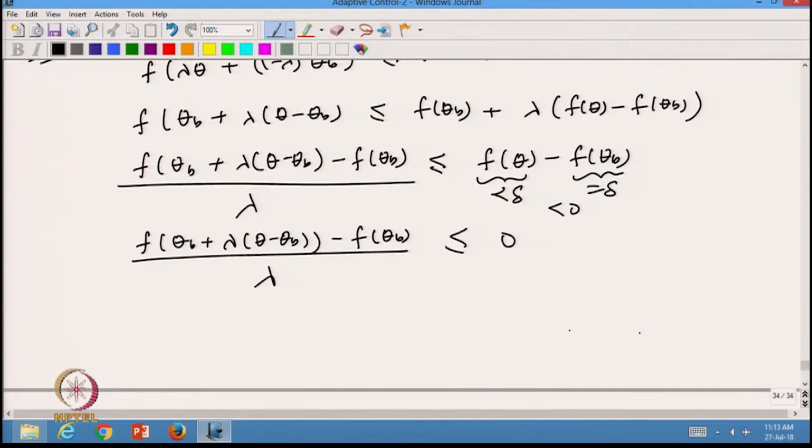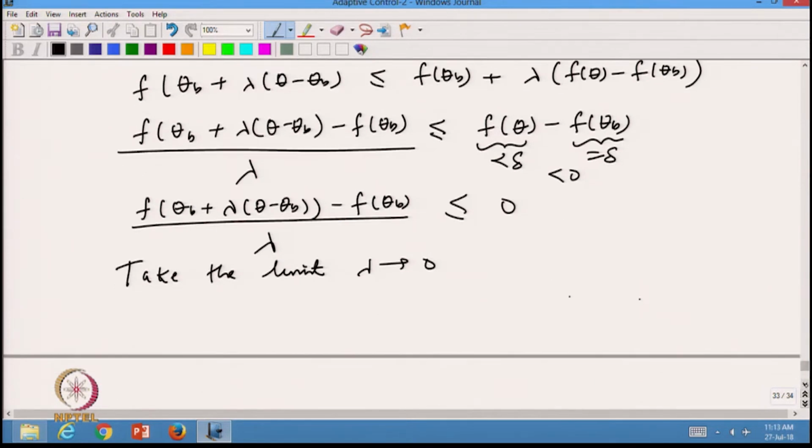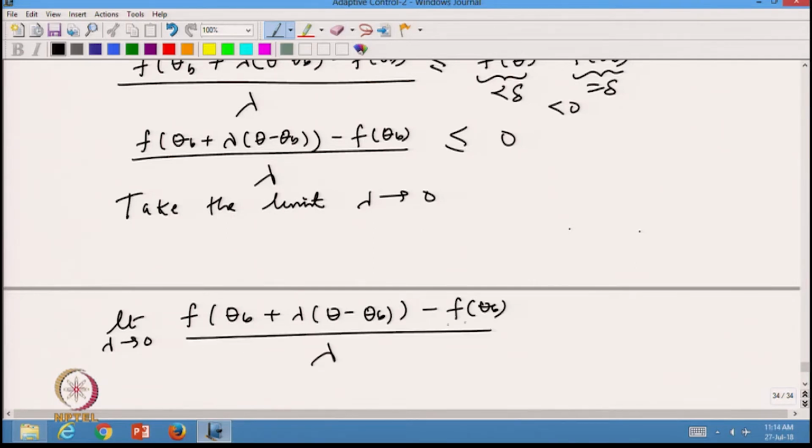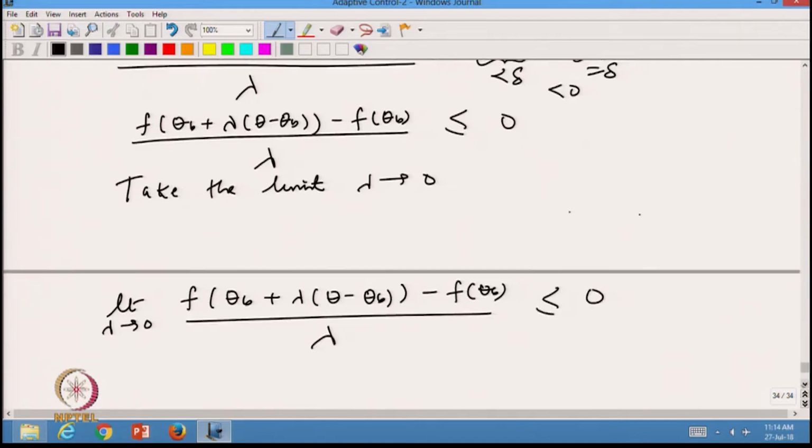Now, we take the limit as lambda tends to 0. So we take the limiting case, and what we get is the limit as lambda tends to 0 of f of theta b plus lambda theta minus theta b minus f of theta b, by lambda, is less than or equal to 0.